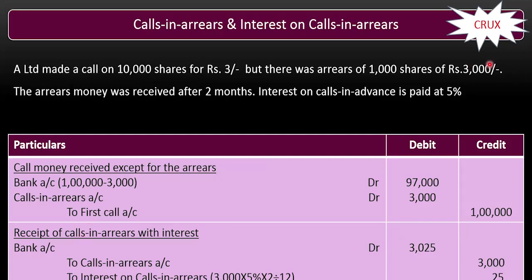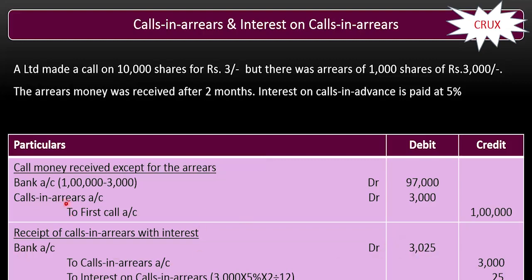Next comes the receipt of calls in arrears with the interest. When we receive this 3,000 later, that is after 2 months, we will receive it along with the interest. Interest on that is 3,000 into 5% for 2 months, which comes to 25. So we are receiving 3,000, the amount which was due, plus interest 25. Therefore, the amount received is 3,025. Debit bank account 3,025.